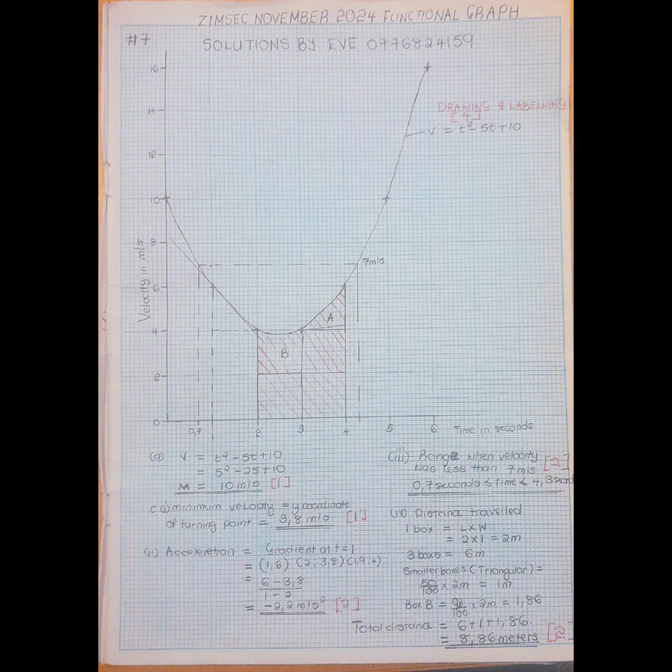And then we need to count the boxes at A. I counted them and they were 50. So I said 50 over 100 times 2 meters in order to get 1 meter. And then on the section that is marked B, I said 93 over 100 times 2 meters, and I obtained 1.86 meters. And then I add all 6 meters plus 1 plus 1.86 in order to get a total distance of 8.86 meters. So that was all about number 7 on the functional graph.